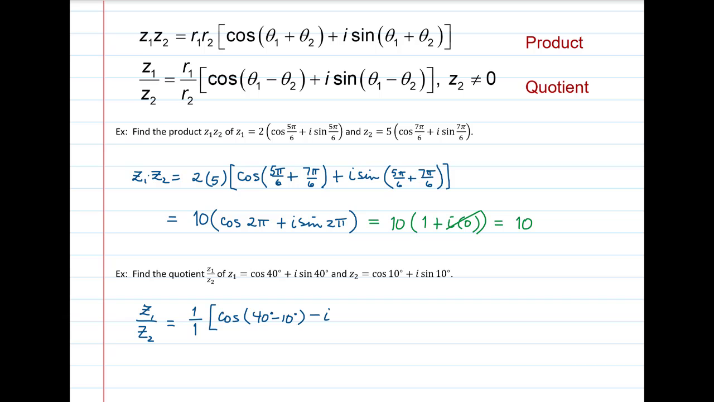So it'd be 1 over 1, all that times cosine of the difference of the arguments, 40 degrees minus 10 degrees, plus I sine of 40 degrees minus 10 degrees. Again, for a quotient it's minus instead of plus, right? That's going to give us a nice angle from the unit circle. So we get cosine of 30 degrees plus I sine of 30 degrees. Now we can do those quickly from the unit circle. Cosine of 30 degrees is square root of 3 over 2, and sine of 30 degrees is 1/2, and we have the I. And there we have our complex number in standard form.